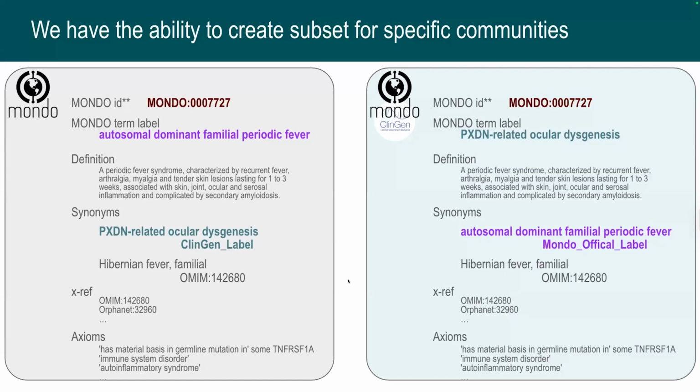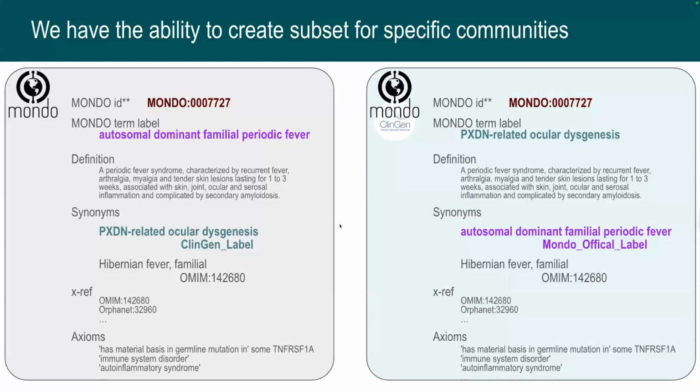So that will help any community. If you are in a community and you have your preferred name, or specific ways that you want to refer to a disease, you could work with us and tell us, please tag the synonym as the label that I want for that disease, and we can easily create a version of Mondo where that label is whatever name you prefer.